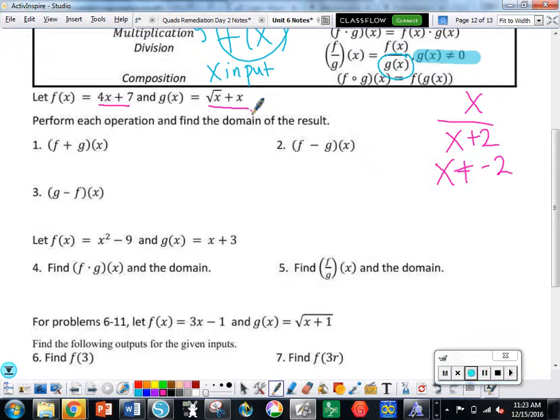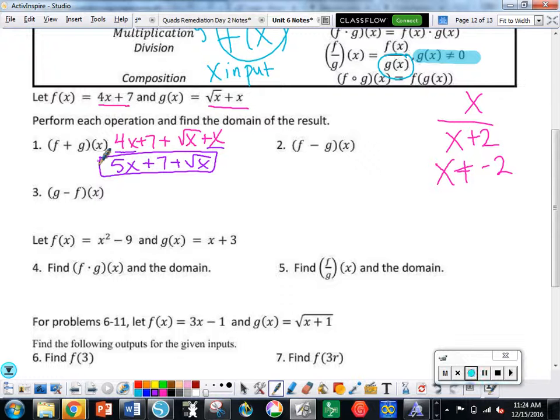Okay, this means what? I take the f function, I take the g function, and I do what? Add them together. So my f function is 4x plus 7 plus the square root of x plus x. How do you finish that off? We're not going to end it like x equals 5. This is going to be an expression. Those two added together would be what? 5x. And then plus 7 plus the square root of x. That is my final answer.